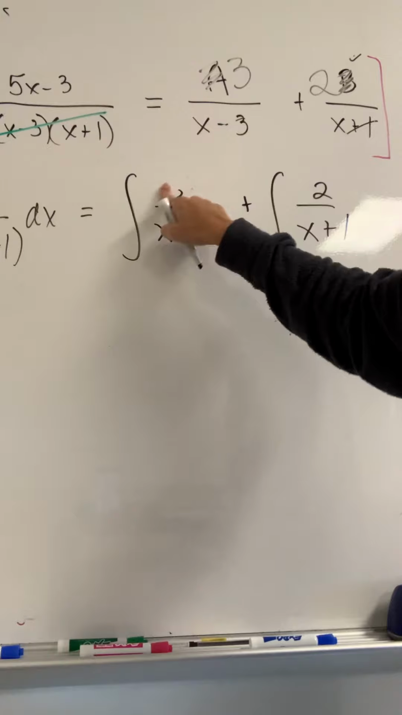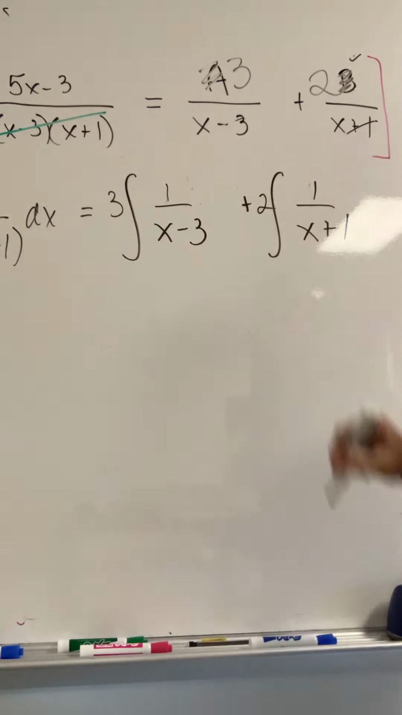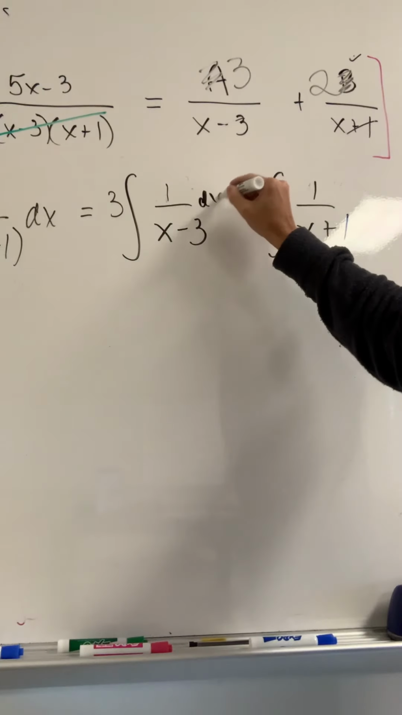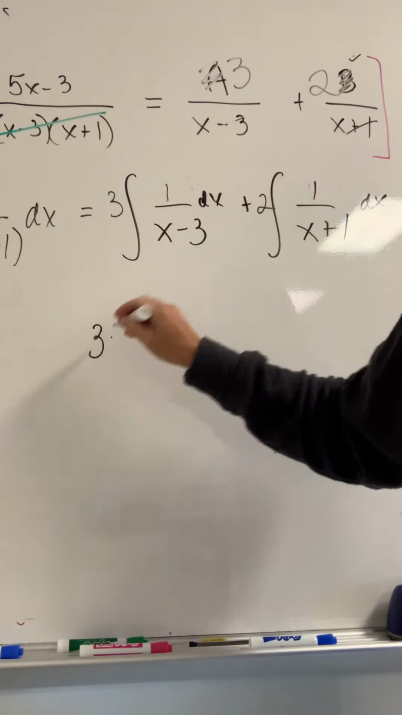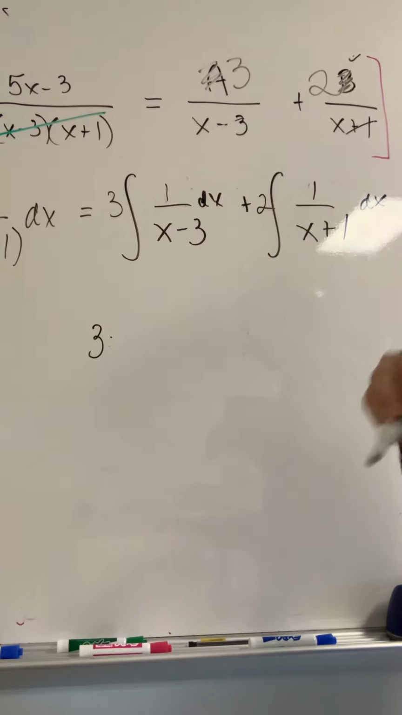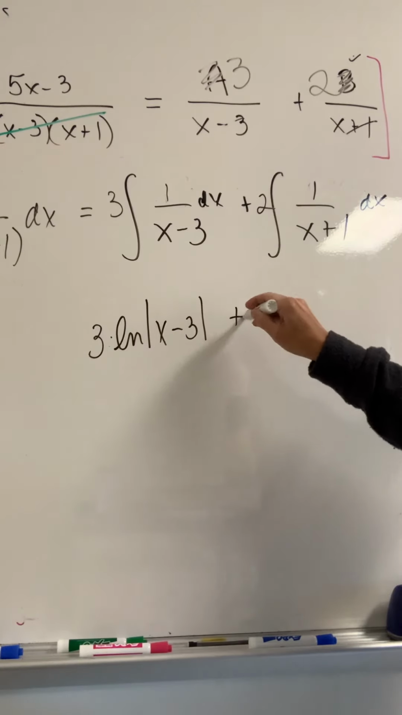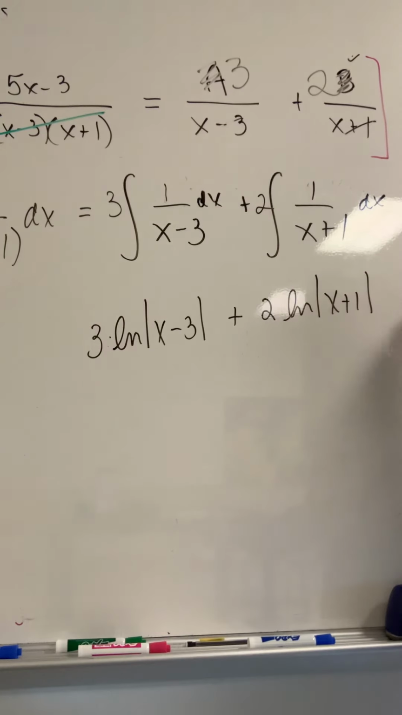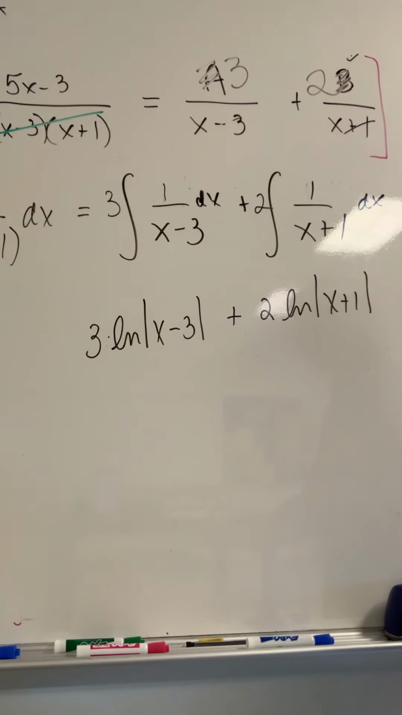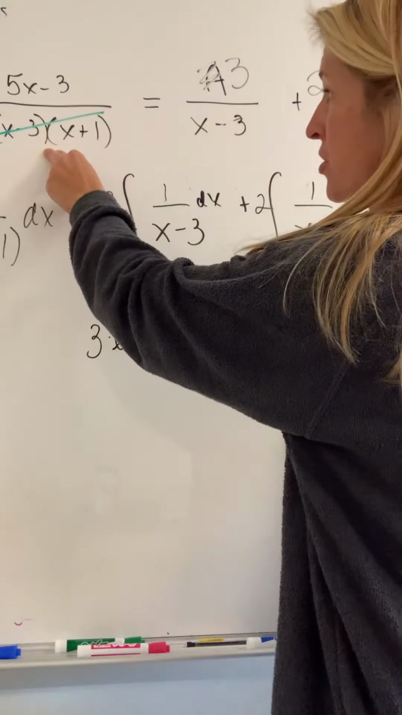Remember, these guys are just multipliers. Put them out front if it makes you more comfortable. I should have a dx here and a dx here. So over here I get 3 times, what's the integral of 1 over x minus 3? The natural log of the absolute value of x minus 3. Plus 2 over here, natural log, absolute value of x plus 1, plus c. Whoa, I just did it. So this is the answer. This is the antiderivative of this original function.